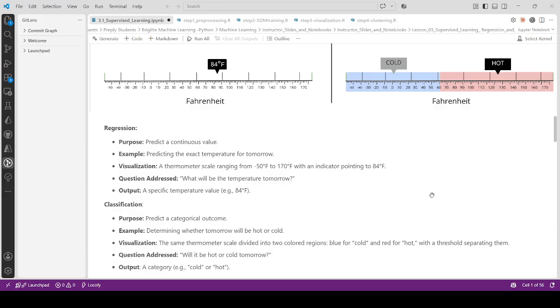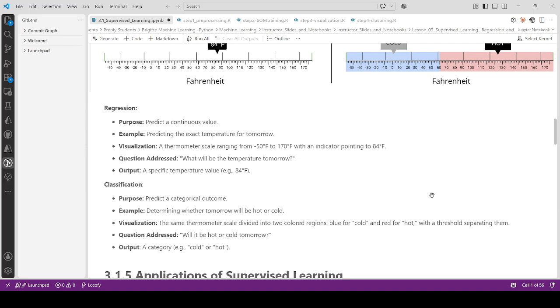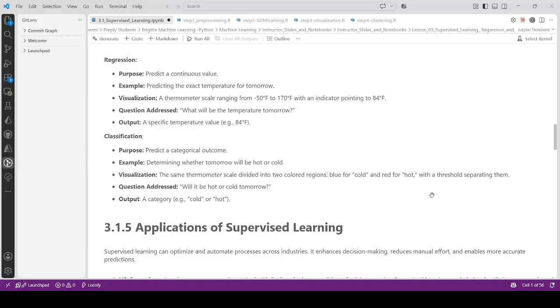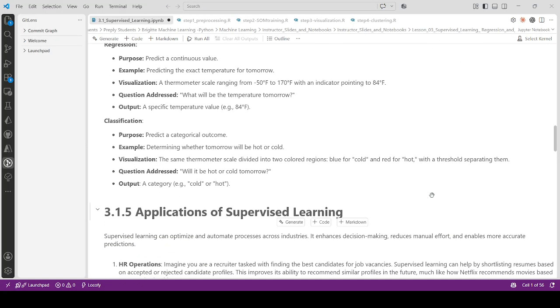But when we talk about classification, it is basically to predict a categorical outcome. Okay, what category, hot or cold? And usually we say that the addressed question will be, will it be hot or cold tomorrow? So not some real value or continuous value. It is just about the category.